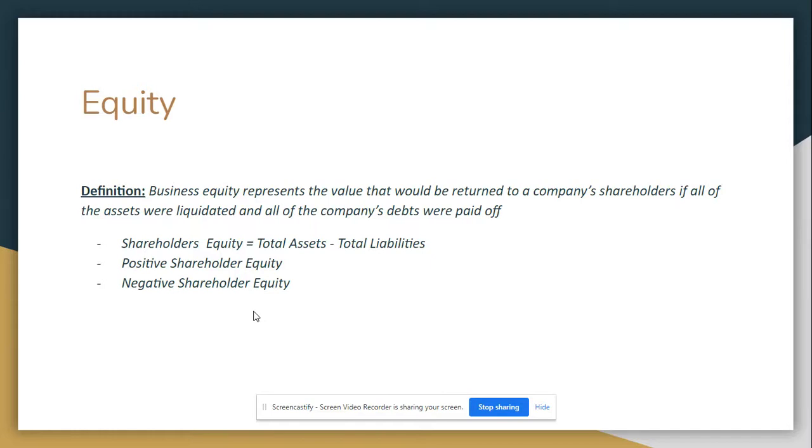And each shareholder of a company has a stake in the company. So if all the assets were liquidated and debts were erased, the amount of return that's received would represent the equity. Owning equity gives shareholders the right to vote or have an opinion on corporate actions and in any board elections. And there is negative or positive shareholder equity.